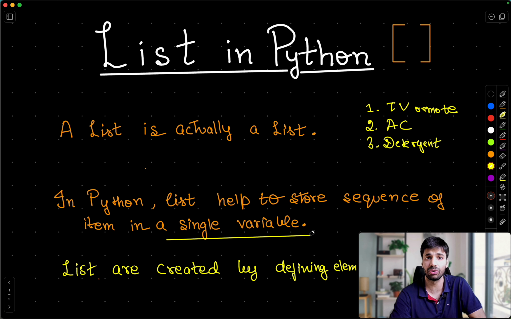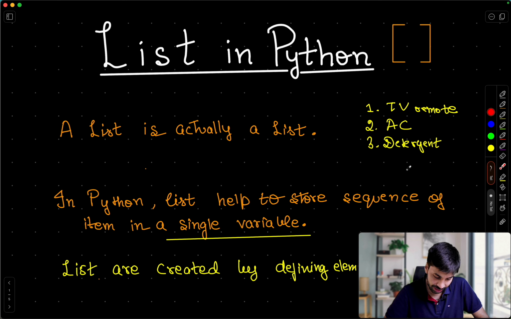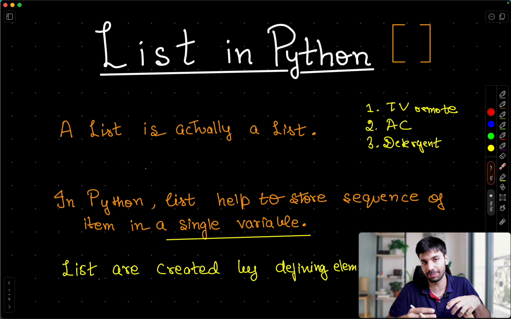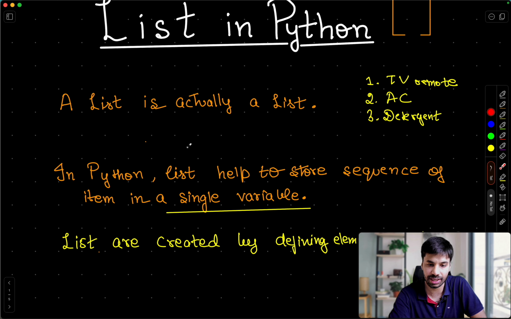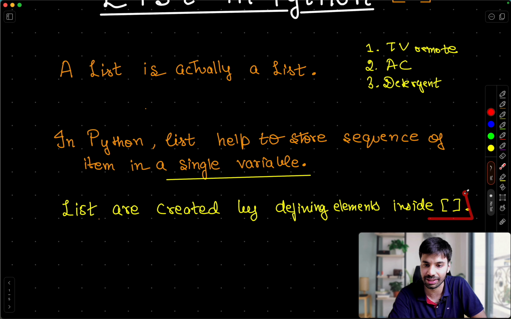Now I've already explained what the difference is between an iterable and a sequence. So in a list, as in real life, there is an order to things, right? In a similar way, in a list the items are in a sequential order. So you can say that this is the first item, this is the second item, and this is the third item. It's basically like balls on a table which are kept in a particular sequence. Lists are created by defining elements inside this square bracket.